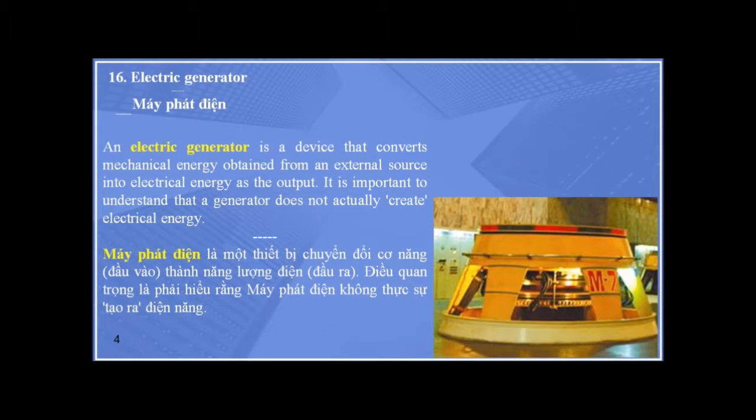16. Electric generator. What is electric generator? An electric generator is a device that converts mechanical energy obtained from external source into electrical energy as the output. It's important to understand that a generator doesn't actually create electrical energy.